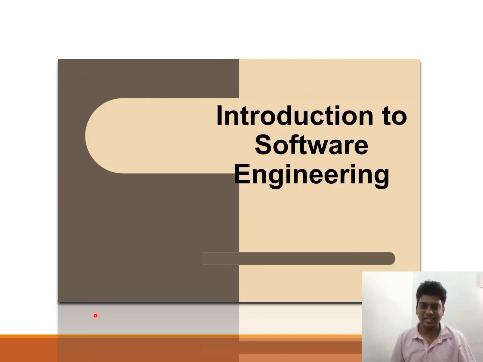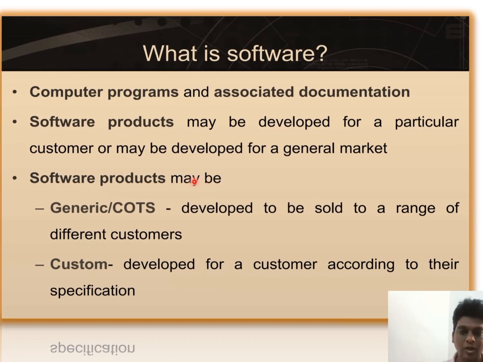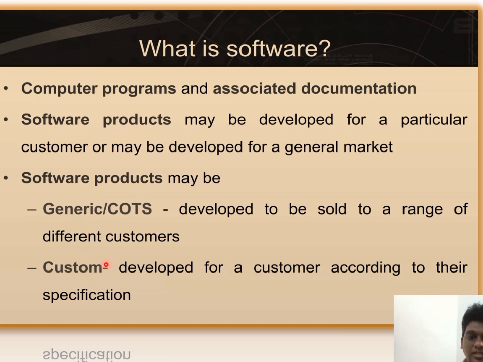Today we will discuss an overview and introduction to software engineering. What do I mean by software first? Software is normally computer programs and the documentation associated with them. Software products can be classified into two types. One is generic software, which can be sold to a wide range of customers, and another is custom software, which means that based on the application requirements provided by the client, we design that software.